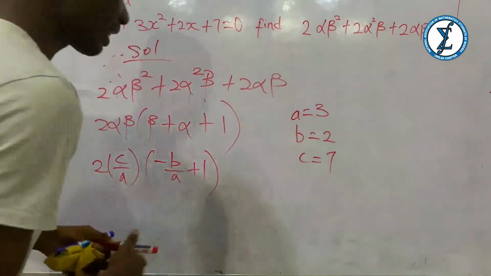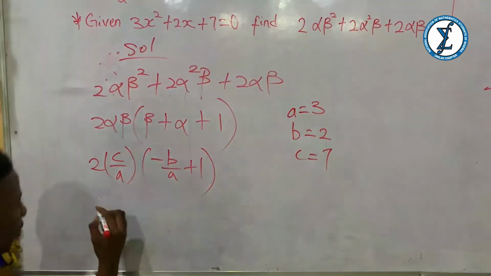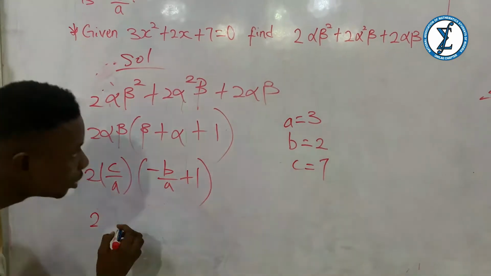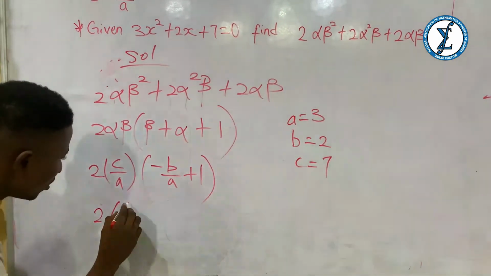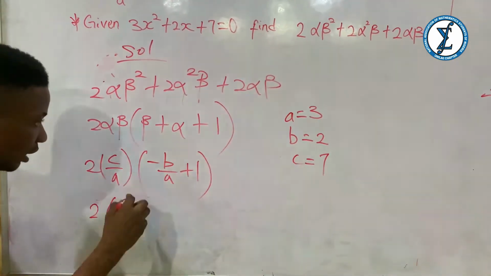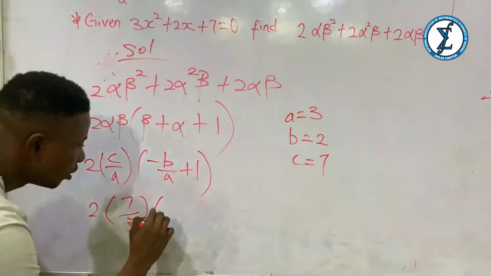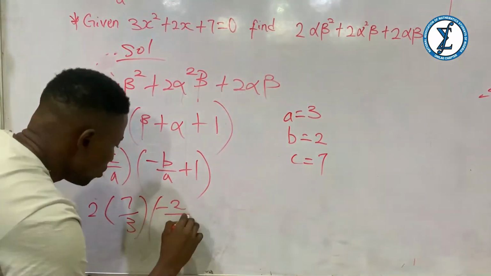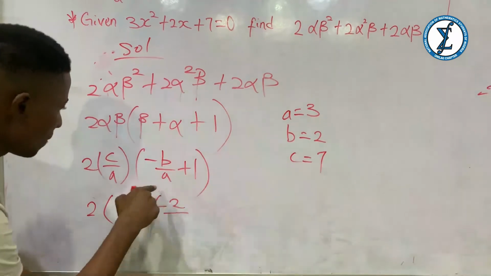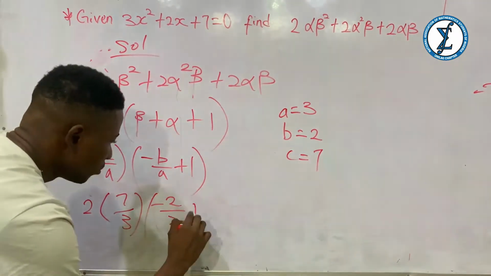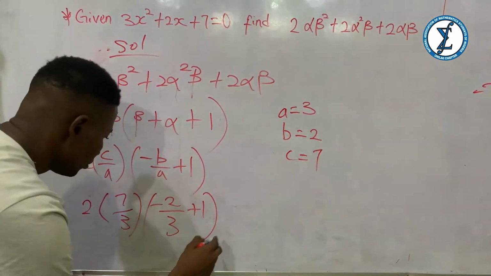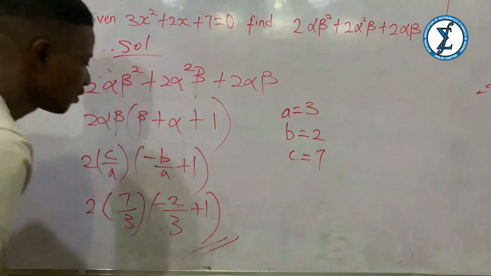So I can quickly slot that in. I'll have what? 2 times 7 over 3, times minus 2 over my a, which is 3, plus 1. So if I resolve this, I'll have my final answer.